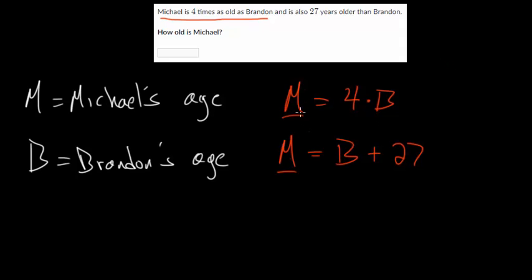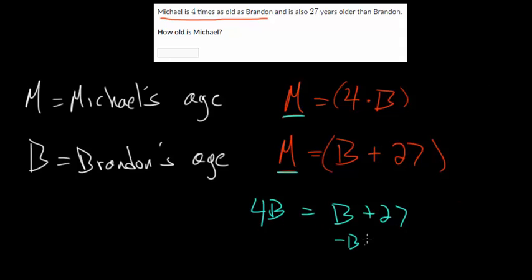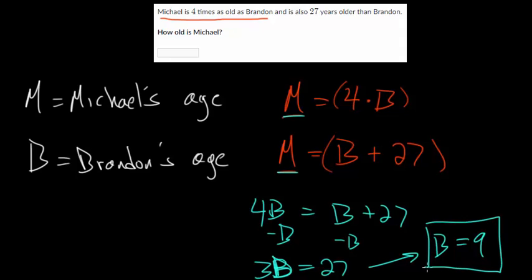So since they're both equal to M, let's just set them equal to each other. So M is 4B, but M is also B plus 27. So it's true that 4 times B would equal B plus 27. I just set both the right-hand sides equal to each other because, like I said, they're both equal to M. Now let's subtract B on each side. So we get that 3B, that is a B, not a D, 3B is equal to 27. And then dividing everything by 3, 27 divided by 3 is 9. So Brandon's current age is 9.